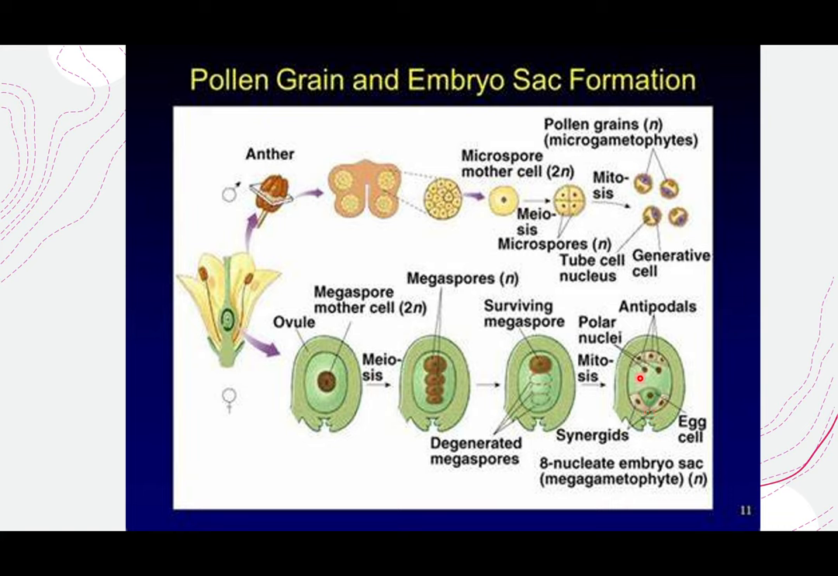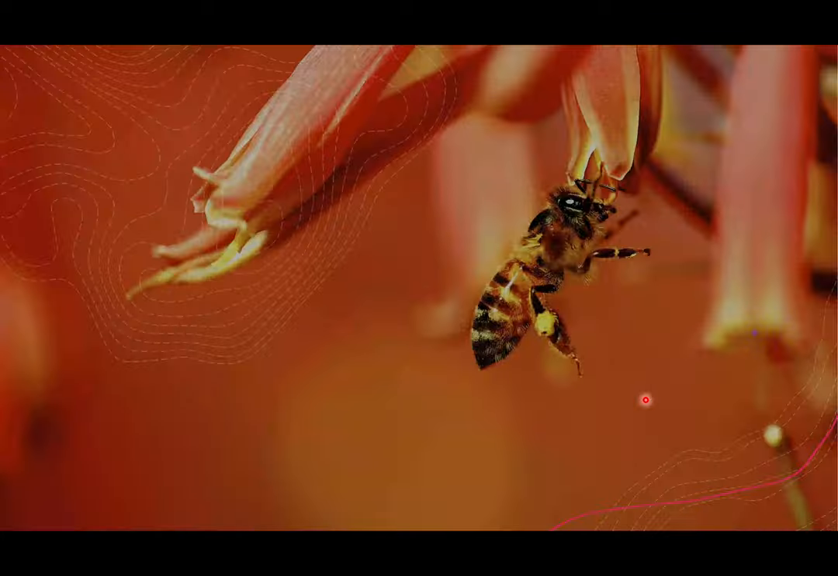And then in the middle, we're gonna have two polar nuclei. So we're gonna have what is called a definitive cell in the middle, and then that's going to actually go through mitosis, and then it's gonna generally disintegrate, and we're gonna have now just our two polar nuclei. So that's what's happening there.